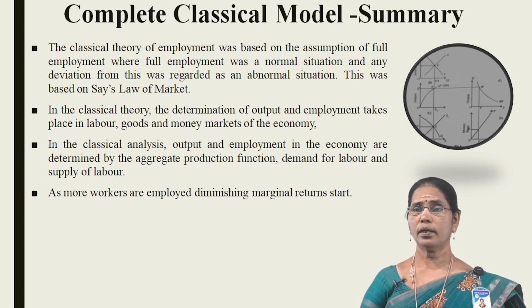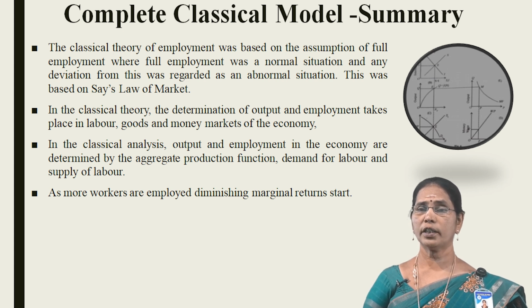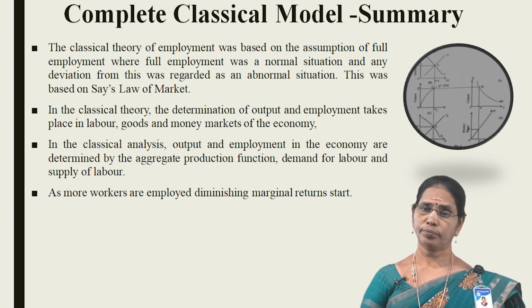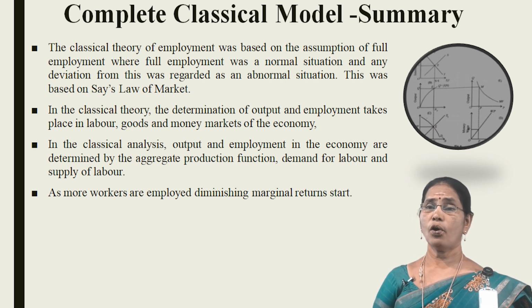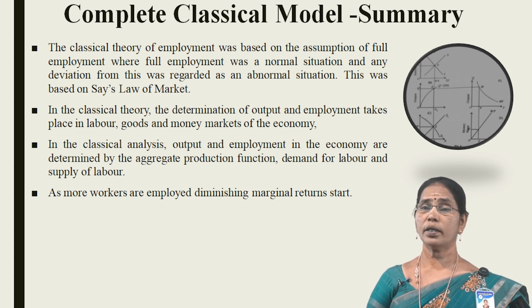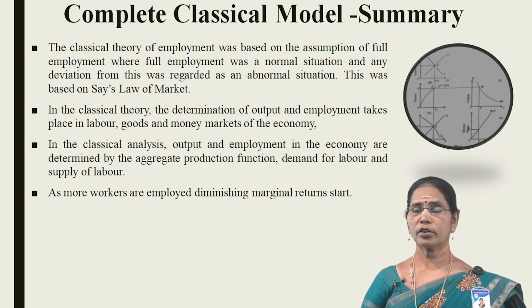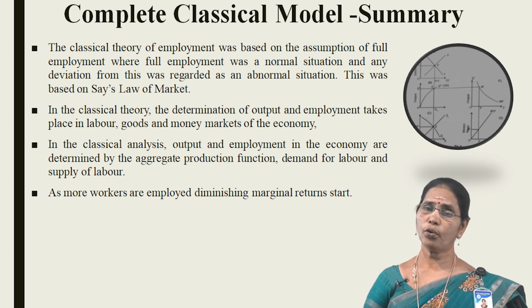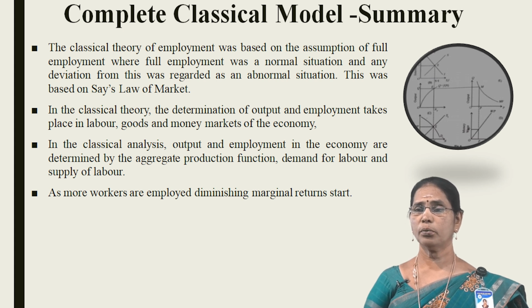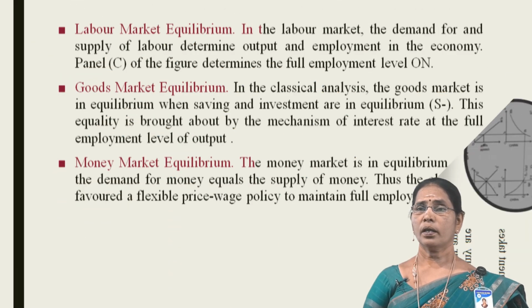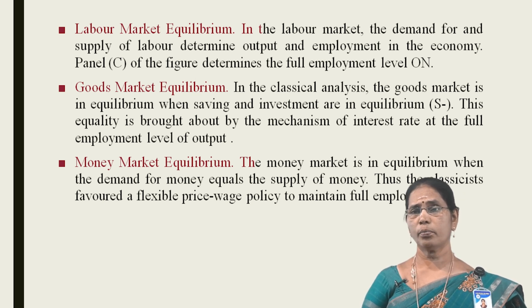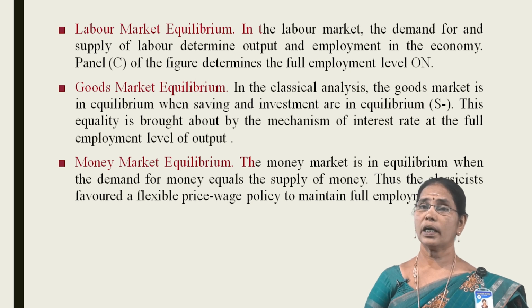In the classical theory, the determination of output and employment takes place in the labor, goods and money markets of the economy. In the classical analysis, output and employment in the economy are determined by the aggregate production function, demand for labor and the supply of labor. As more workers are employed, diminishing marginal returns start. Labor market equilibrium. In the labor market, the demand for and supply of labor determine output and employment in the economy. You have to see the panel C figure.